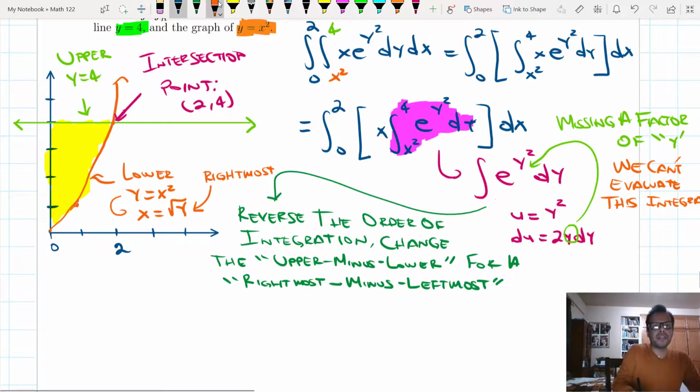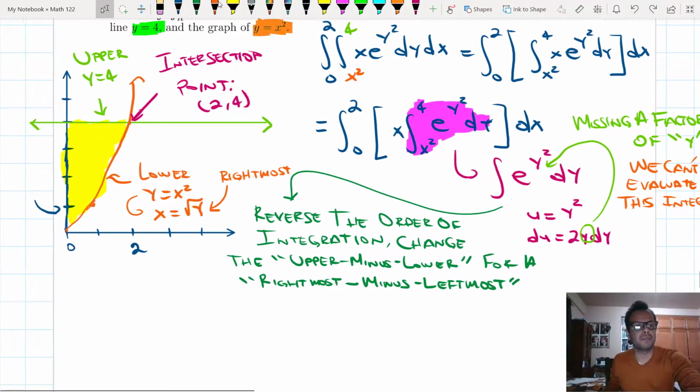And then this vertical line right here, the y-axis rather, the vertical axis, this will be the leftmost. Okay, I need more space here. Let me see if I can drag this a little bit more.